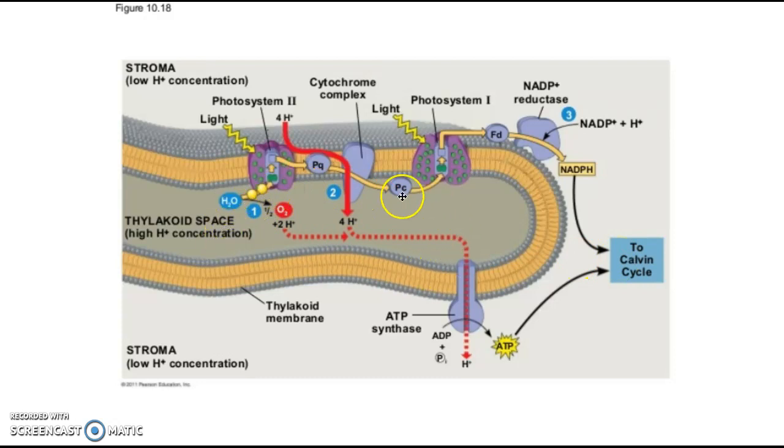Remember that we also built up a lot of protons here in the thylakoid space. So there's a ton sitting right here in the thylakoid space. Those need to go someplace. And where they'll want to go is naturally from higher concentration to low concentration. Notice there is an enzyme right down here. You guys have seen this enzyme before. You saw it in cell respiration and oxidative phosphorylation. The same thing is going to happen here.